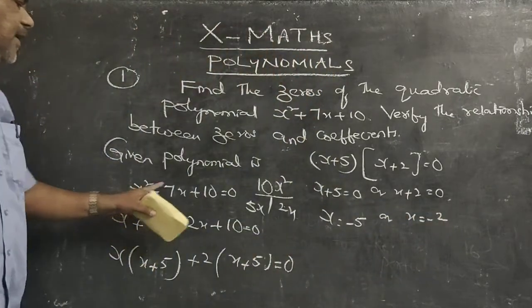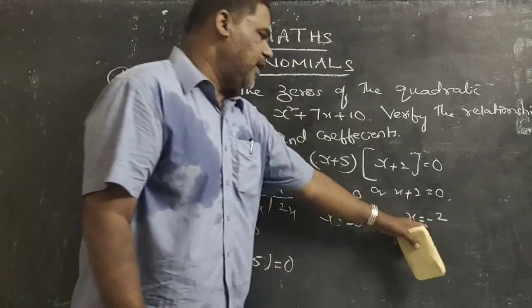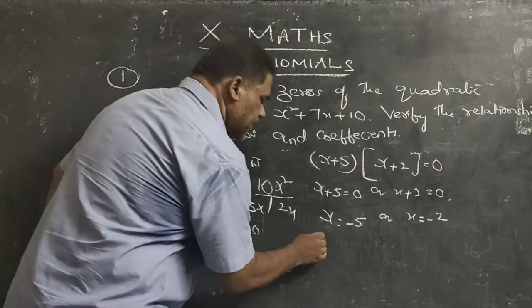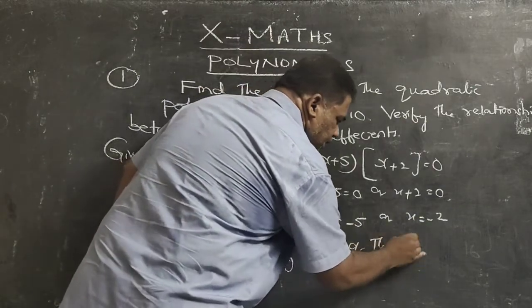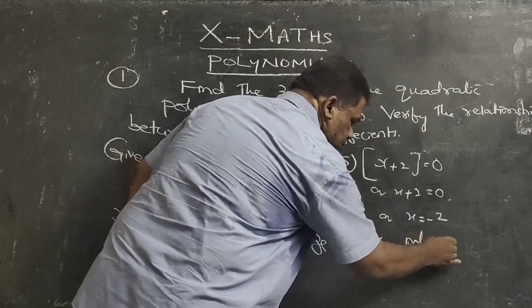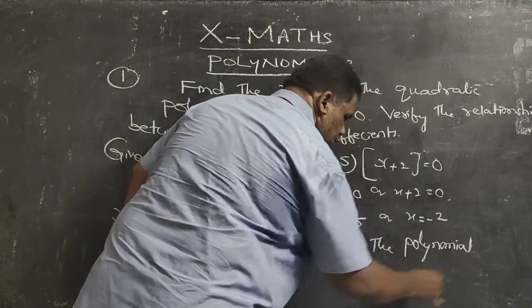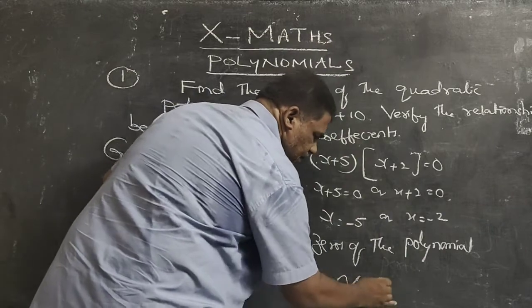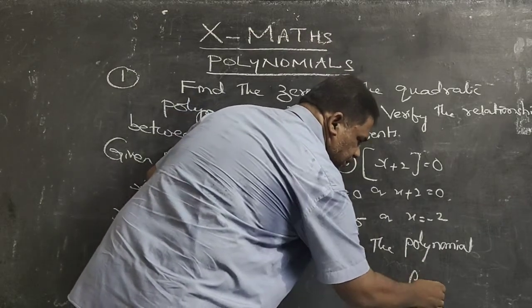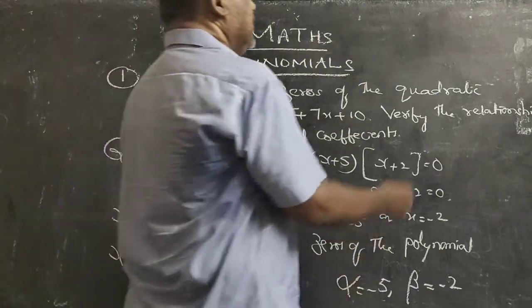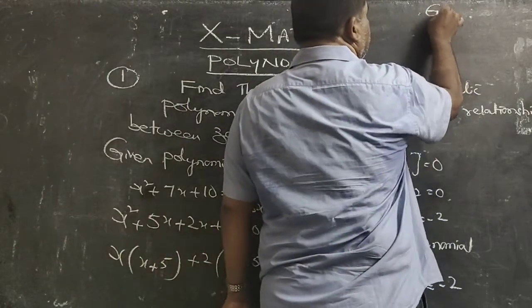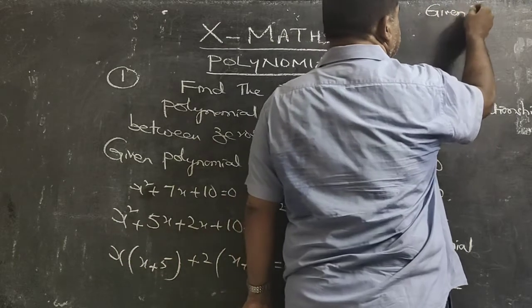So in this quadratic polynomial, x will have two values called zeros of the polynomial. So zeros of the polynomial, first one is alpha minus 5, second one is beta minus 2. So these are the zeros of the polynomial. Now let us verify the relation between coefficients and zeros.